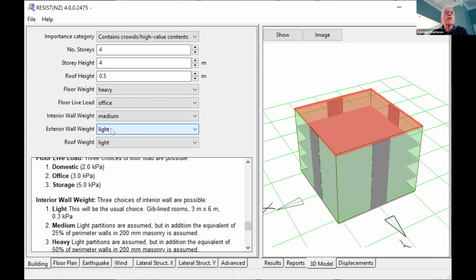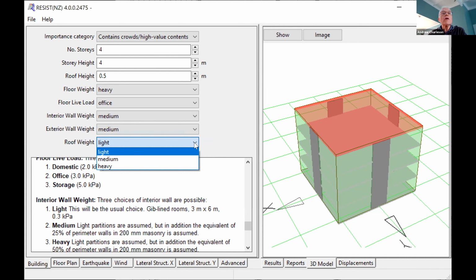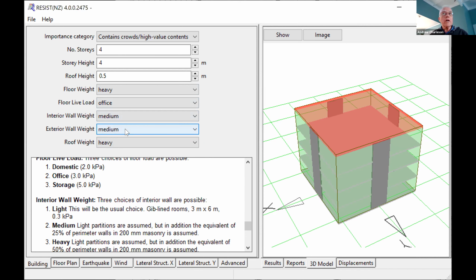What about your exterior walls? Now, for this building we've seen, most of the exterior walls are glazed, but there is some brick exterior cladding. So I'm going to choose medium, which is probably being a wee bit conservative. And as far as the roof of the clinic is concerned, I think it'll have a heavy concrete roof probably. So heavy. There we are. Now we've defined the materials and the weights.